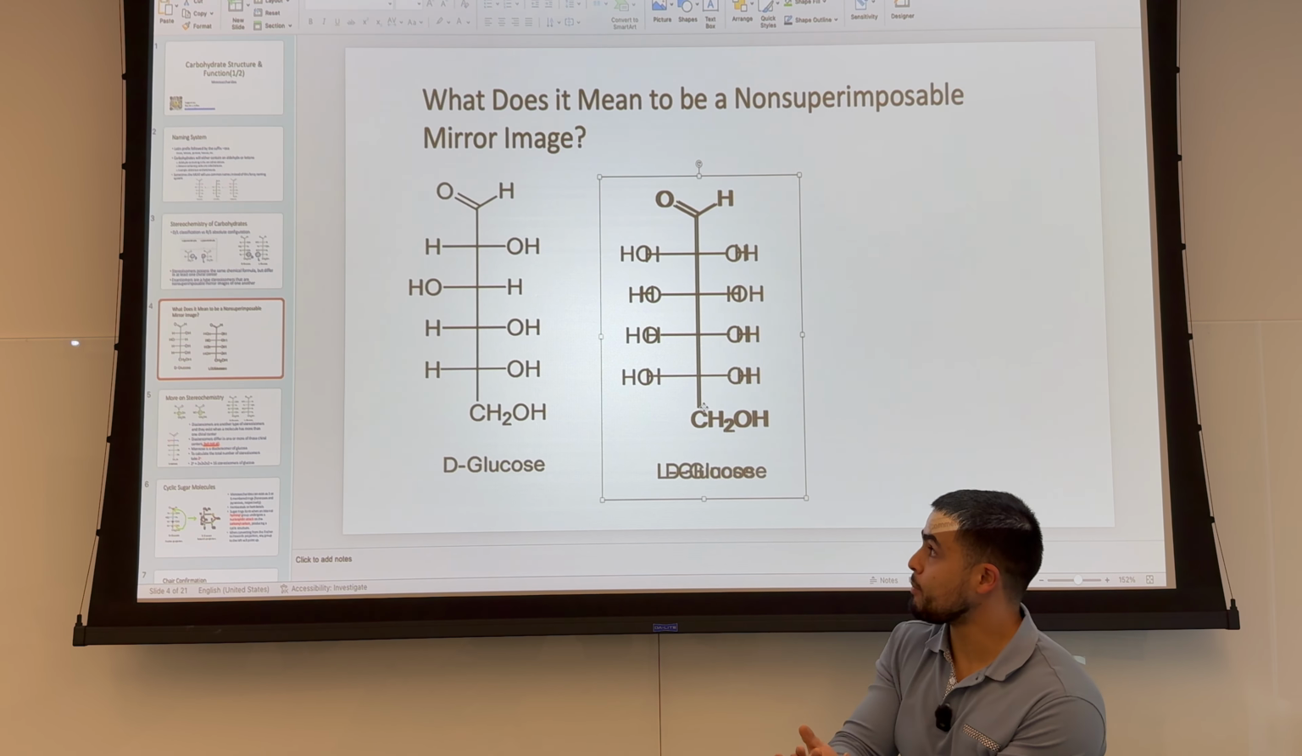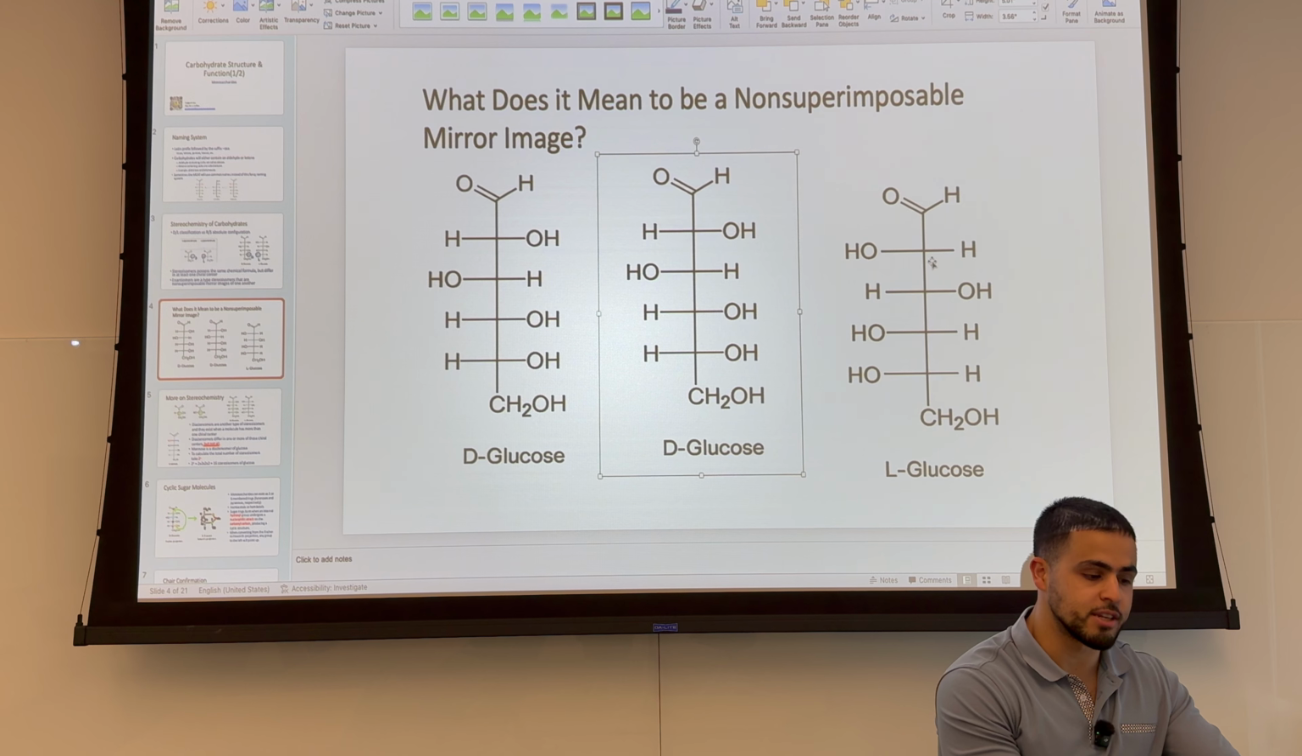However, if you pick up the D-glucose molecule and try to superimpose it onto this other D-glucose molecule, you can see that they fit perfectly, they overlap perfectly, because these two are the same exact molecule, whereas L-glucose is very similar, it's just that it's flipped on every single one of those chiral centers.